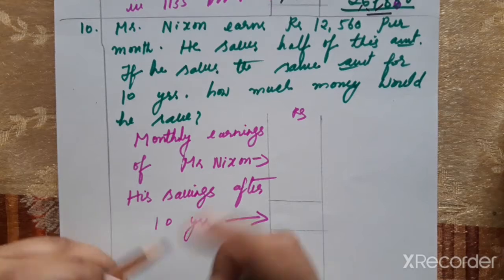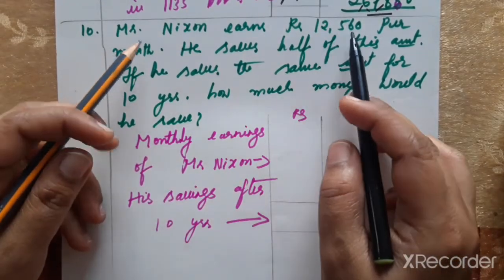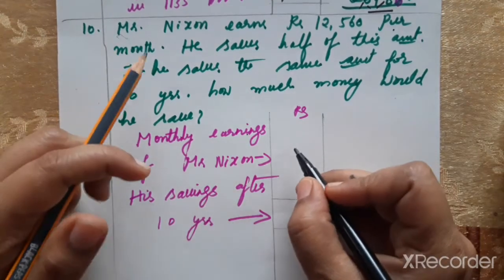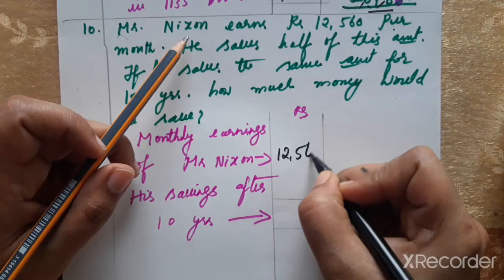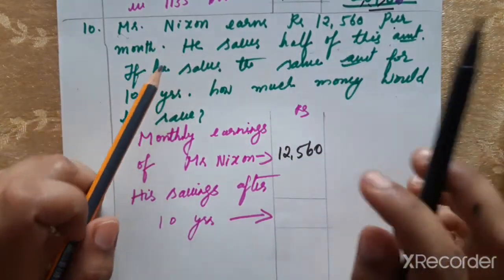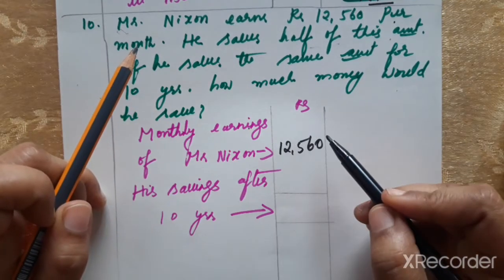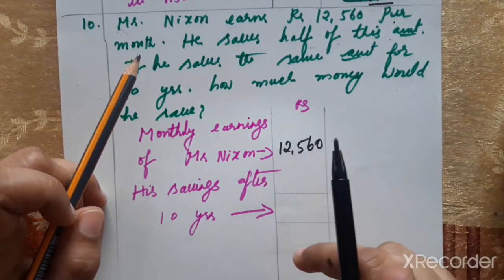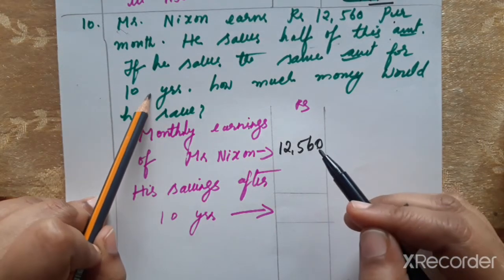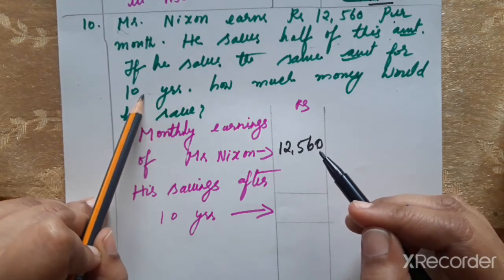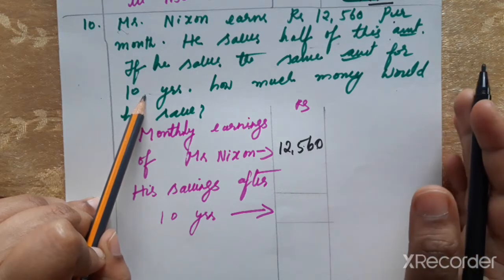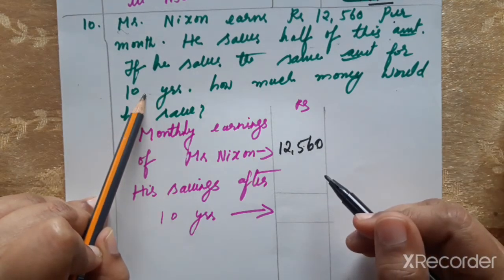Now children, Mr. Nixon earns 12,560 per month. So the sentence we can write is monthly earnings of Mr. Nixon, it is given in the question, 12,560 rupees. He saves half of this amount, means half of this is 6,000 something, so 6,000 something is 1 month saving. So we have to find 1 year saving, then it is easy for calculation for 10 years, because we have to find 10 years saving. So convert this 1 month earnings and savings into year. Then we can easily find the 10 years savings.